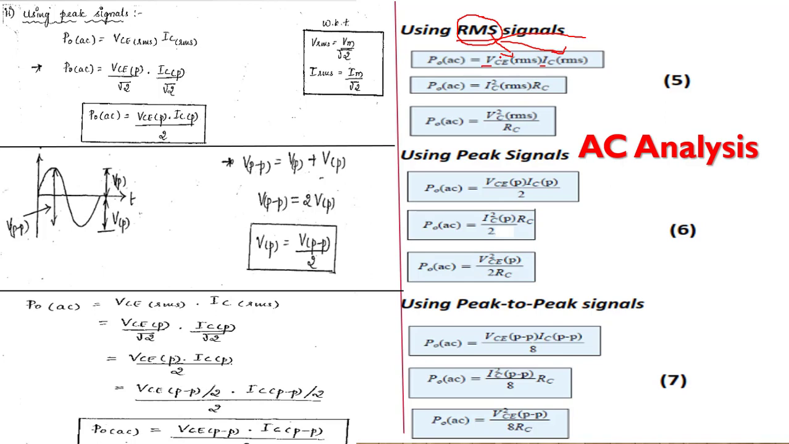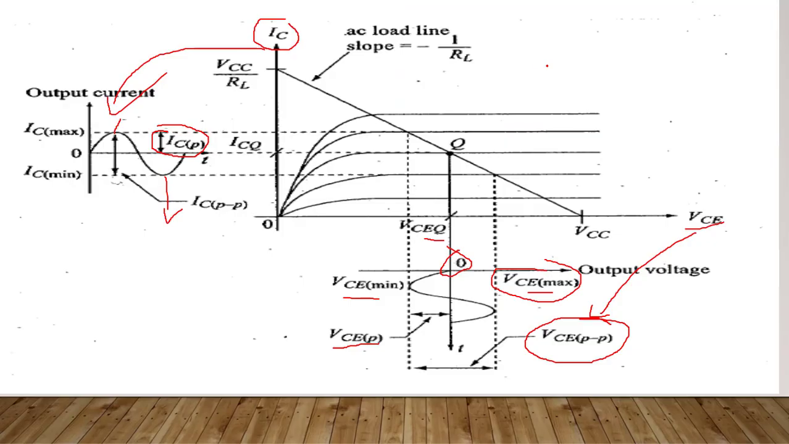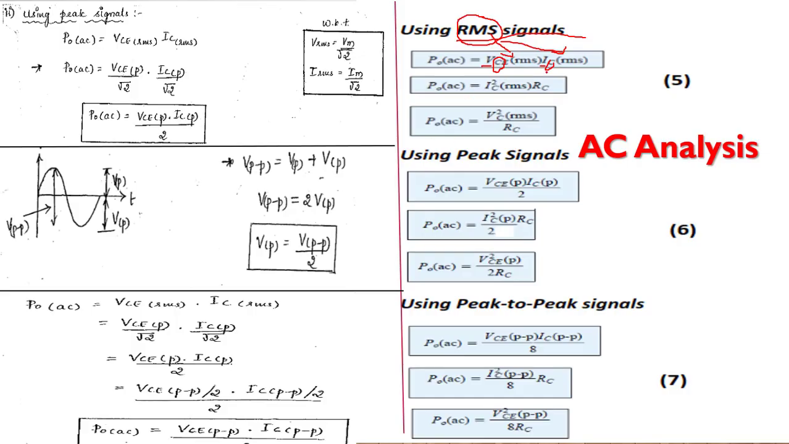Now what else are we taking? VCE and IC. Why VCE and IC? Because here we are taking IC versus VCE. IC is the current and VCE is the voltage. So wherever we represent them, the current should be IC and the voltage should be VCE. This is how we take power with respect to V and I.